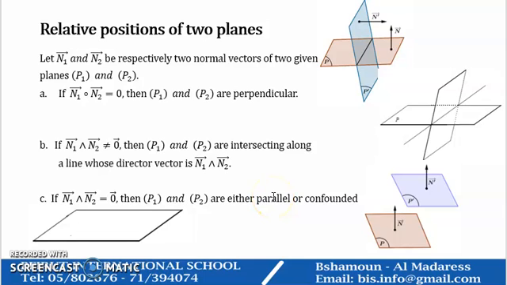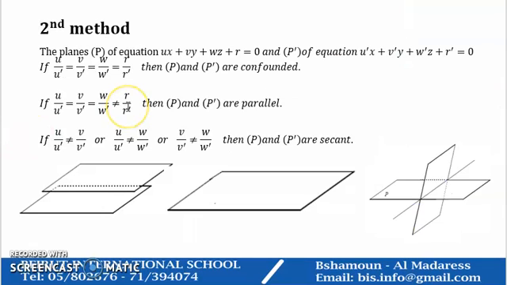How can I prove whether they are parallel or confounded? Simply, I can take a point from the first plane and replace it in the equation of the second plane. If its coordinates satisfy the second plane, then this point belongs to the second plane, so the two planes are confounded. If not, then the two planes are parallel. We have another way to prove whether two planes are parallel, intersecting, or confounded.